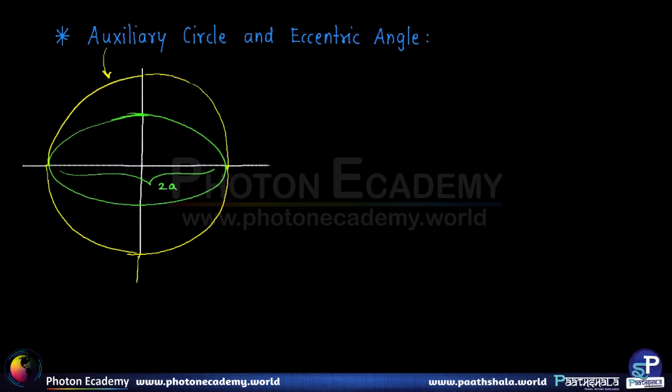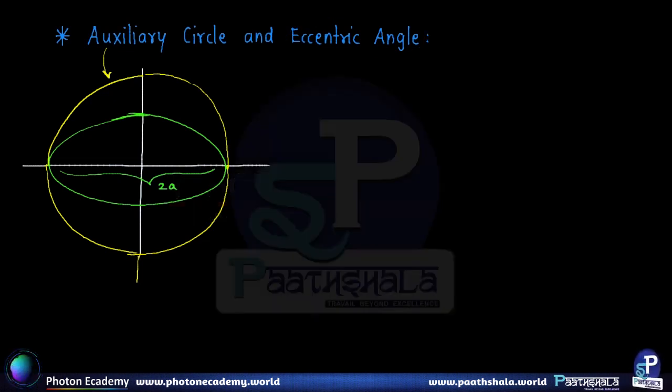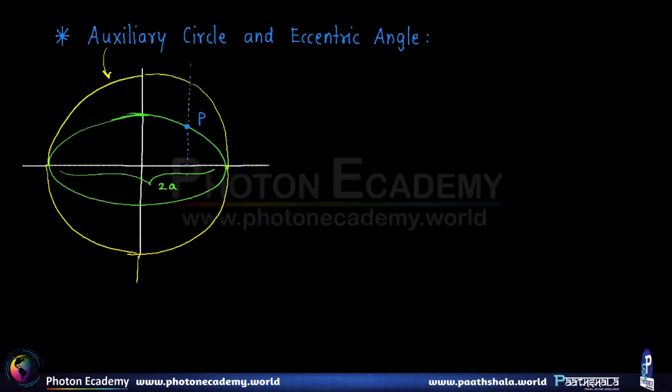Now moving on, let us understand what is the meaning of eccentric angle. So keep in mind the eccentric angle is defined for some point on the ellipse. It is with reference to some point, say P, on the ellipse, and to find the eccentric angle, what we do is we draw a perpendicular line to the major axis, and if we extend it, it will definitely cut the auxiliary circle also in some point. Let us call that point as Q.